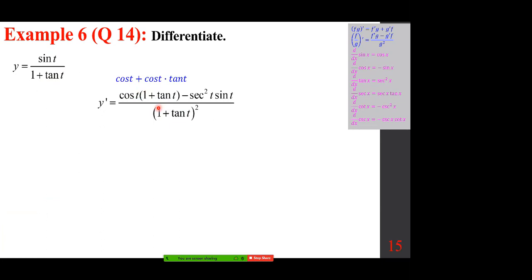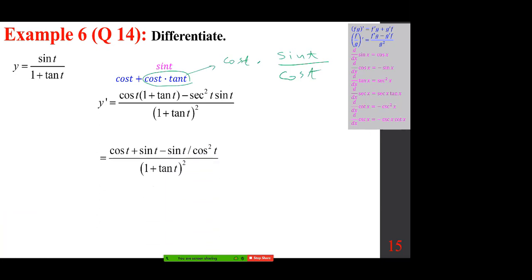Now, what is cosine times tangent? That is sine. I hope you realize why, okay? Because you can write this as cosine times sine over cosine. So therefore it becomes sine t, okay? And honestly, if you left it as that, let me just repeat, cosine t plus sine t minus secant squared t sine t over 1 plus tan t squared, you're done. Let me just write that.